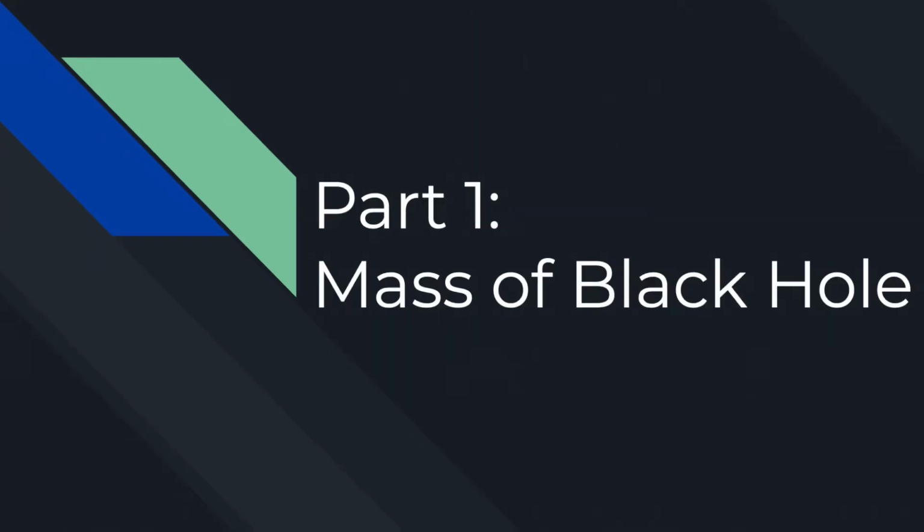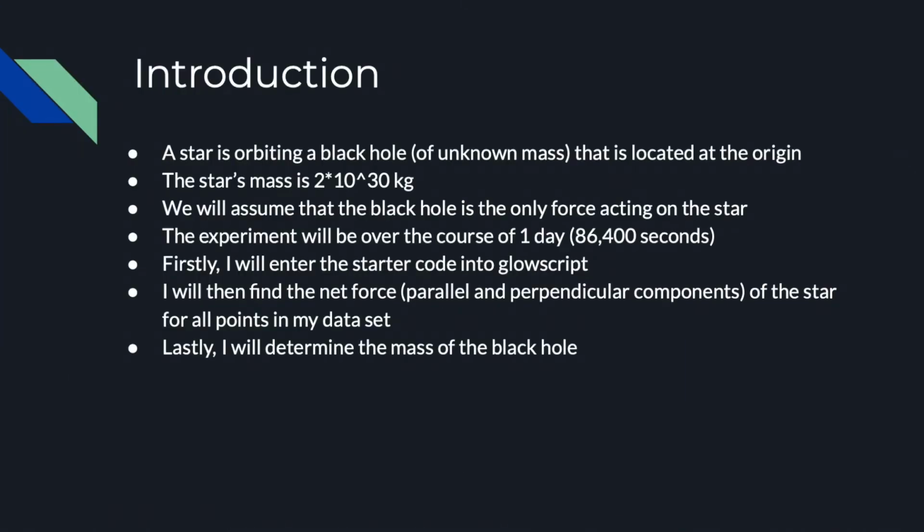Part 1. Mass of the Black Hole. Introduction. A star is orbiting a black hole of unknown mass that is located at the origin. The star's mass is 2 × 10^30 kilograms. We will assume that the black hole is the only force acting on the star. The experiment will be over the course of 1 day.